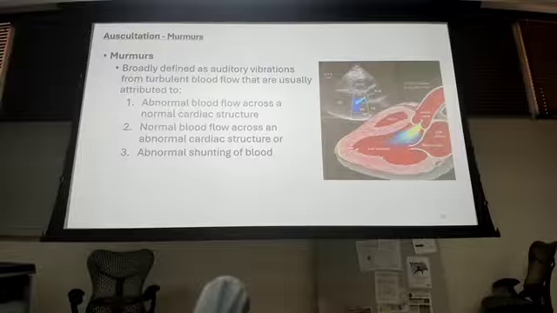We also talked about how you can get normal blood flow across an abnormal cardiac structure. So the valve is diseased somehow, and now you are creating a turbulent blood flow across that structure. And then finally, you can have an abnormal shunting of blood. So, for instance, the congenital heart diseases that we talked about, you're having a shunting of blood from right to left or left to right. Going across that abnormal shunt will affect the flow of blood and lead to the sound of a murmur.